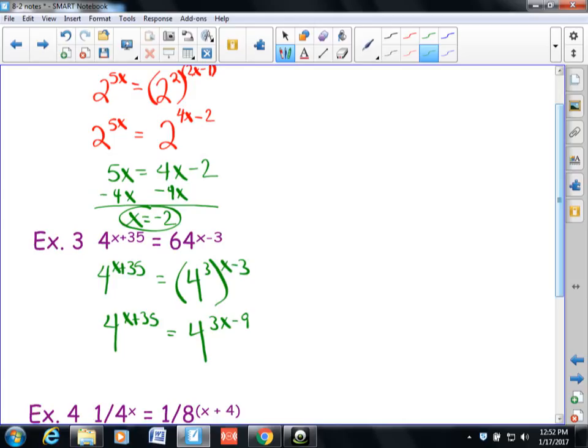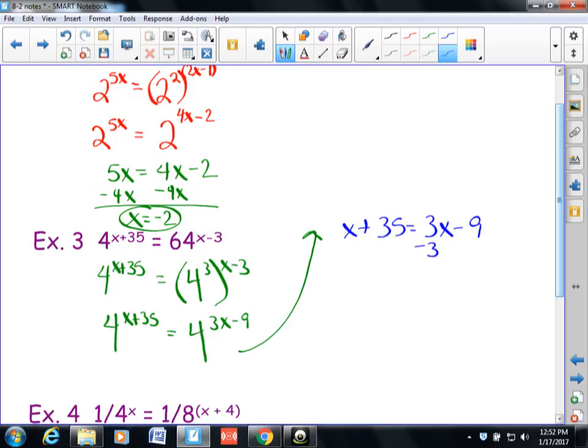All right, so now I'm running out of room, so I'm going to bring this up over here. Now we can take a look. We've got the same bases, so let's set those exponents equal to each other. So we've got x plus 35 equals 3x minus 9. And again, we need to get our x's together and our constants together. And you can do this whatever order you want. Get the x's on the left and the constants on the right, or vice versa.